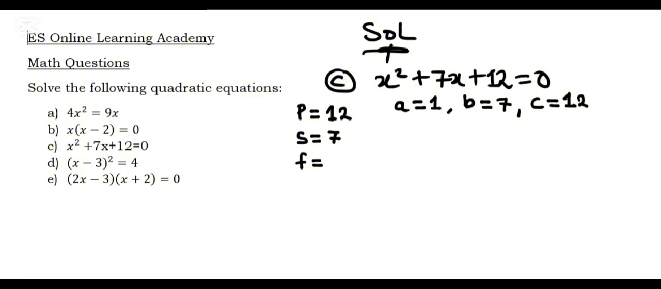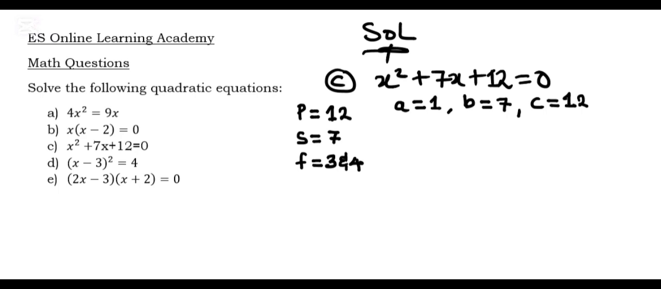For that, we write 3 and 4, because when you multiply 3 and 4 you get 12, and when you add 3 and 4 you get 7. So now, in place of the term with x, that is 7x, we are going to express this term in terms of 3 and 4. So since we said 3 and 4 can add to give us 7, we are going to write, where there's 7x, we are going to put 3x plus 4x, because that gives us 7x.